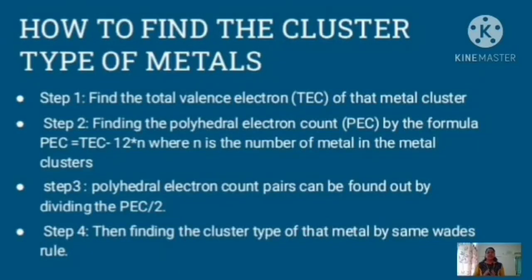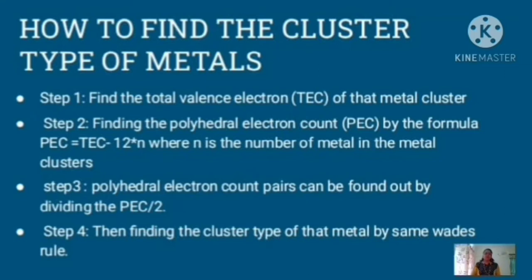To find the cluster type of different types of metal clusters, the first step is to find the total valence electron count of that metal cluster. The second step is to find the polyhedral electron count of that metal cluster by using the formula: polyhedral electron count is equal to total valence electron count minus 12n, where n is the number of metal atoms in that cluster. Then we find the polyhedral electron count pairs, which can be obtained by dividing the polyhedral electron count by 2.